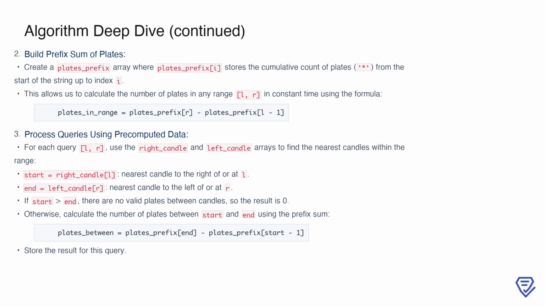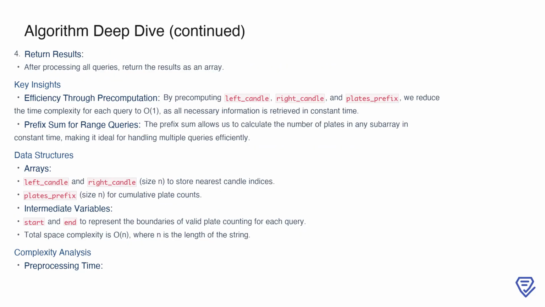Otherwise, we calculate the number of plates between these boundaries using the prefix sum. This approach ensures that each query result is obtained in constant time. Finally, we return the results of all the queries as an array. The key insight here is that the pre-computed arrays and prefix sum significantly optimize the solution by reducing the time complexity of each query to constant time.